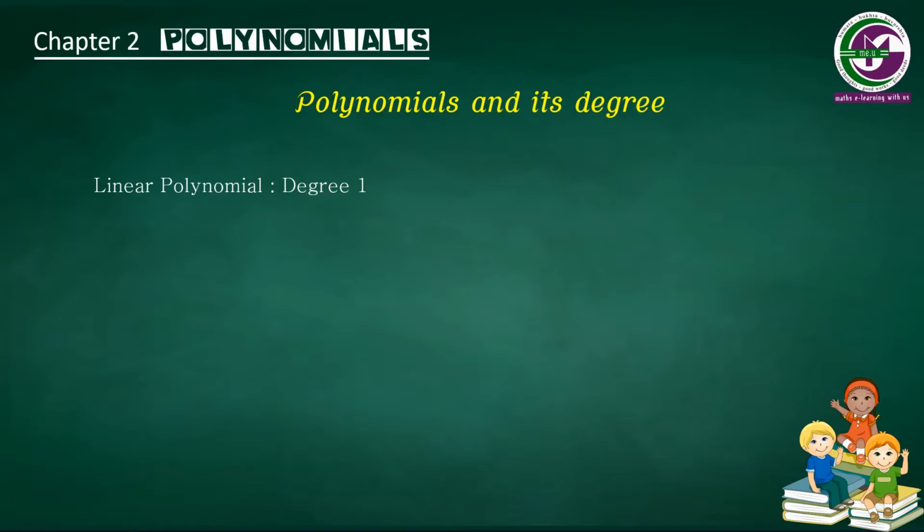Examples are x plus 4 is a linear polynomial, 5x minus 7 is a linear polynomial, 8y plus 10 is a linear polynomial, simply y is a linear polynomial. In all these there is a variable and its power is 1. When the power is 1, we will not write it. When we are not writing it, that means the power is 1. Now all these are examples of linear polynomials.